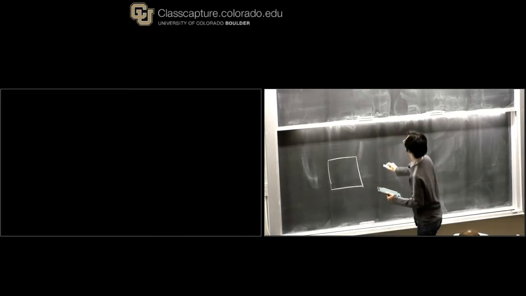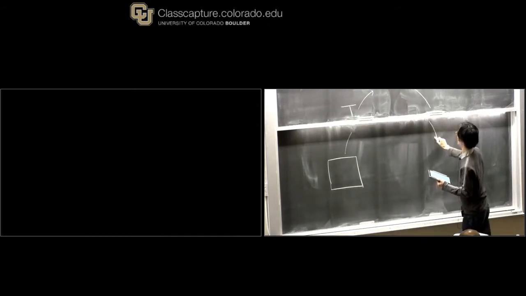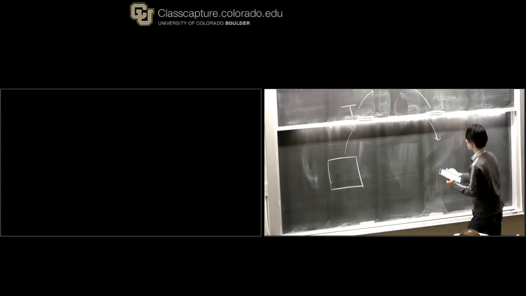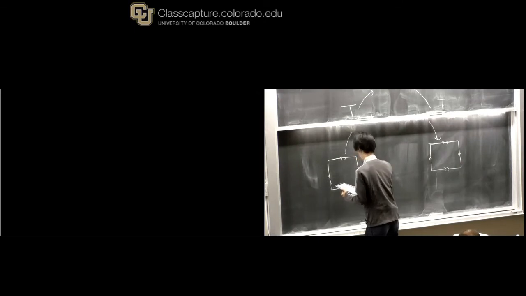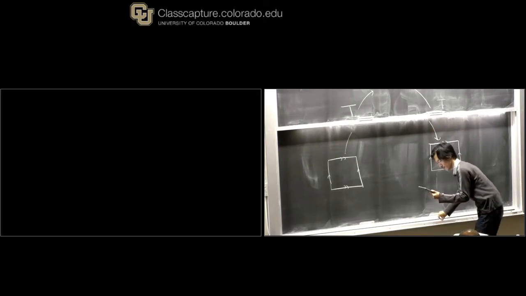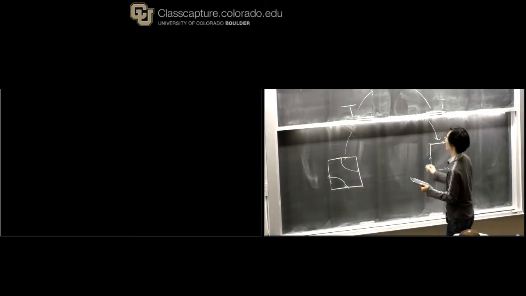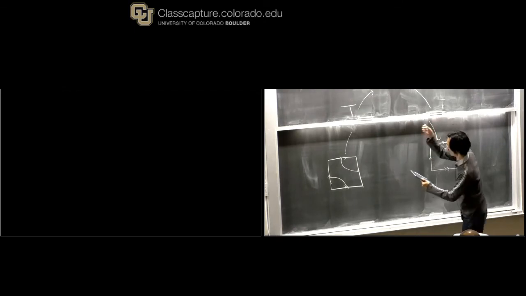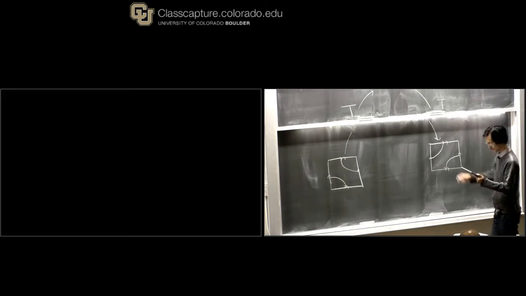Now you perform two T transformations inside SL2Z. And a T transformation moves this domain wall. The way it moves the domain wall is that on this side, you twist it in this way. And you move it in the other direction if you do another T transformation.